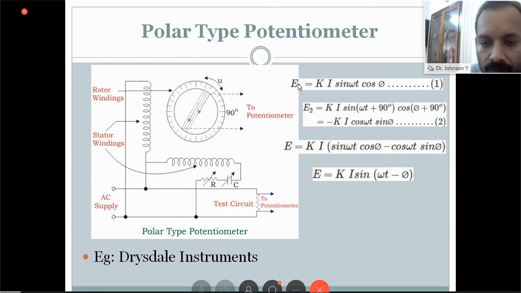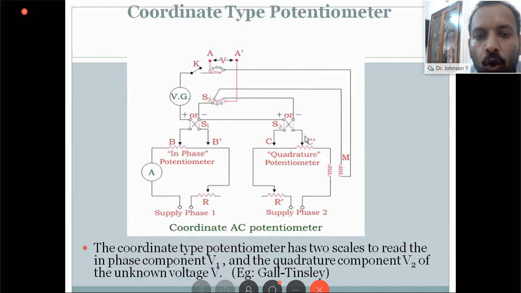And then we move to the coordinate type potentiometer. Actually, the working of the coordinate type potentiometer is somewhat complex, and I think it's difficult to understand using this online platform. Even then, I will just explain its major features.